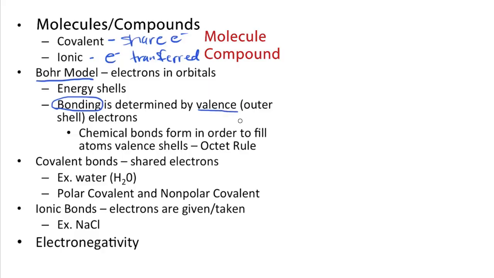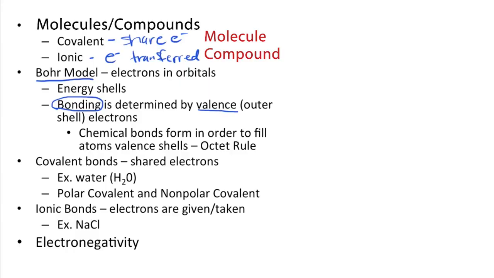The reason that chemical bonds form, either covalent or ionic, is simply because atoms desire to have their outer valence shells filled. So the first energy shell is full with 2 electrons. The second energy shell is full with 8 electrons, and as we move out in energy shells, it's either 8 or more electrons from that point forward to fill the valence shell. But every atom desires to have its valence shell filled.